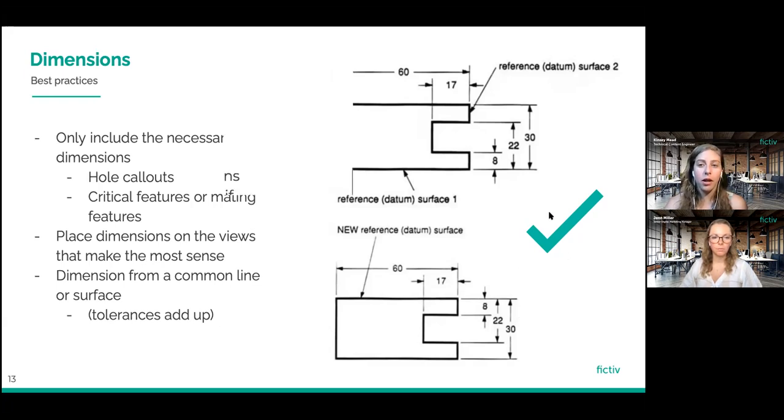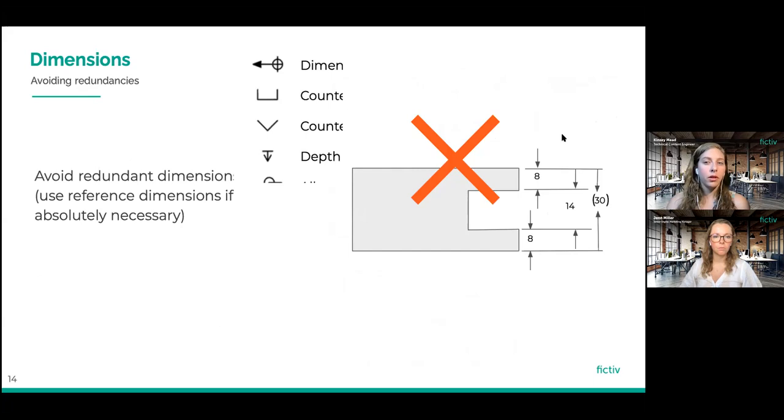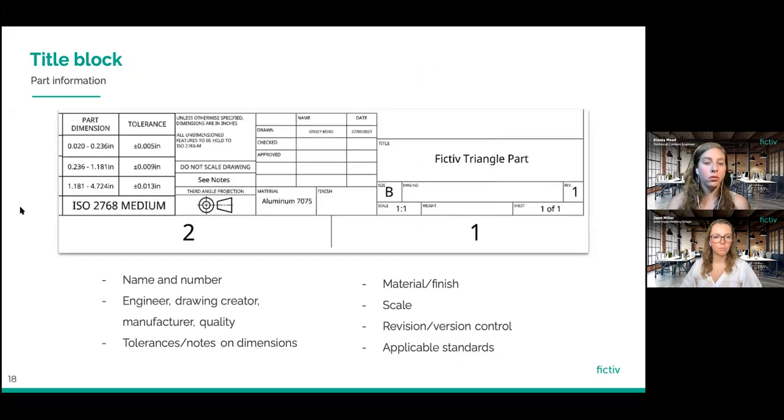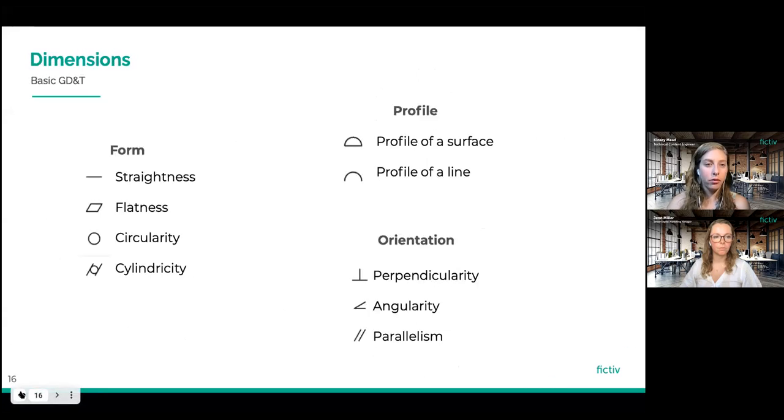You also end up with potential redundant dimensions if you dimension like this and then you try to add this overall 30 unit dimension. So you can see here, we've made that a reference dimension by adding parentheses. Oops, sorry. The presentation is getting away from me a little bit.